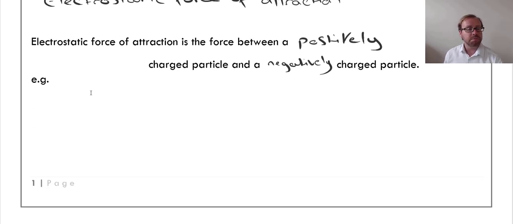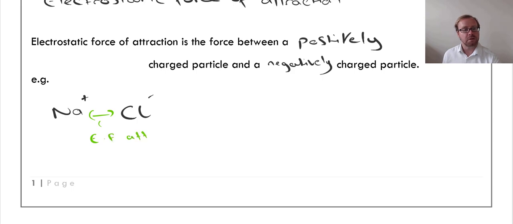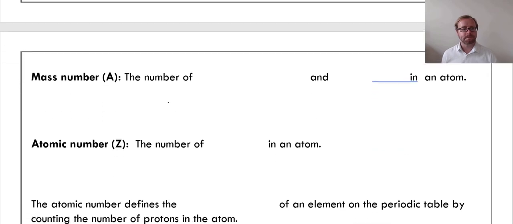Another example would be if we use ions, for example. We could have sodium, which has a positive charge, chlorine, which has a negative charge, and when these are close together, there will be an electrostatic force of attraction. Okay, alright, everyone got it? Okay, moving on.